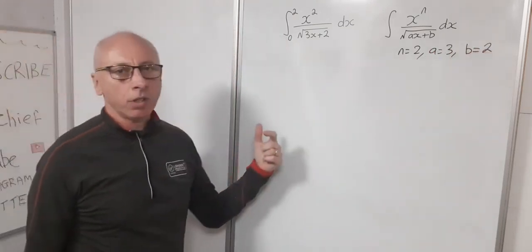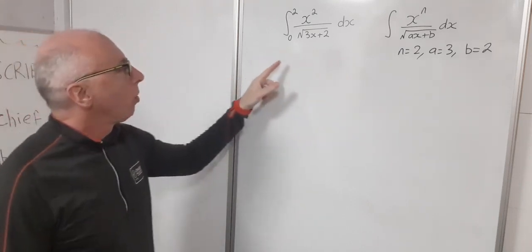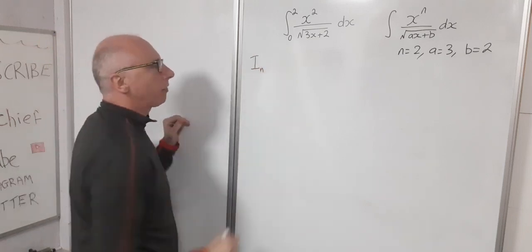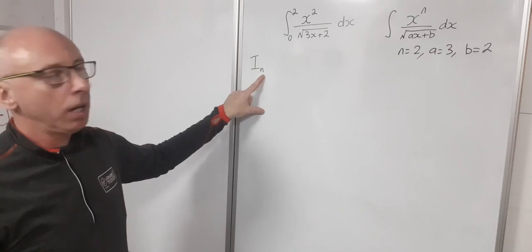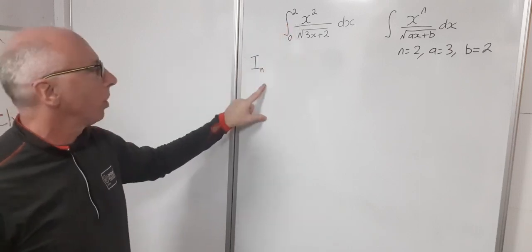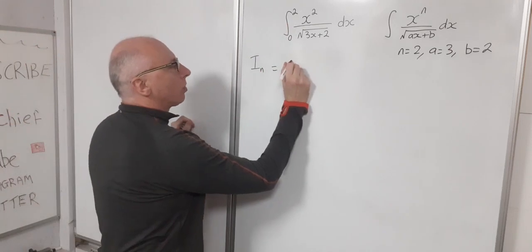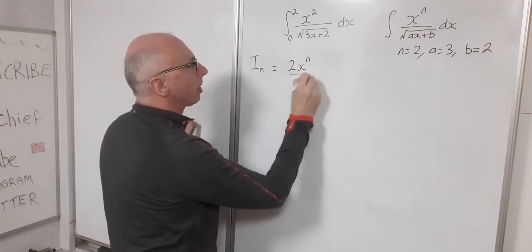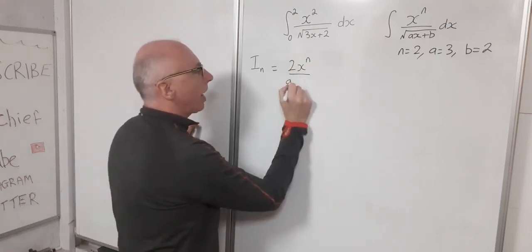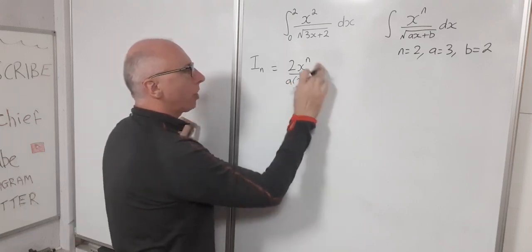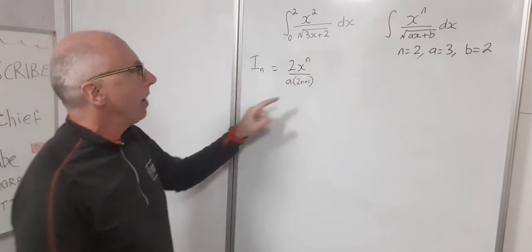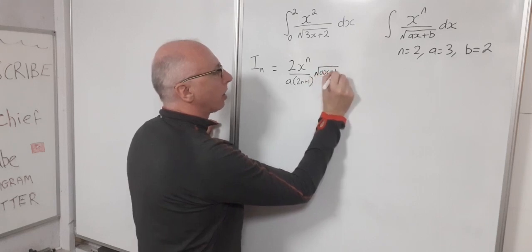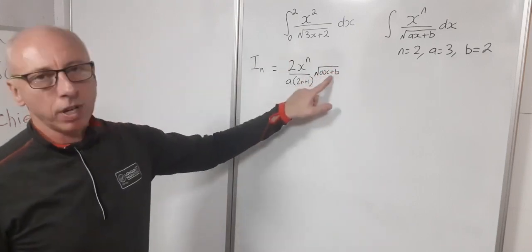Now, for an integral of this kind of manner, we've got the power reduction formula, which we can write down here. So I subscript n, which is pretty standard for power reduction formulas, integral of this power. In this case it would be I subscript 2. So that would equal 2 times x to the power of n, and then the radical at the side of it, and then in the denominator I've got a times 2n plus 1. So that creates some kind of multiple when we get to the end. And then this radical here, we just multiply everything by it. So here we'd have ax plus b, just to give you the general formula. So in this case it would be 3x plus 2.